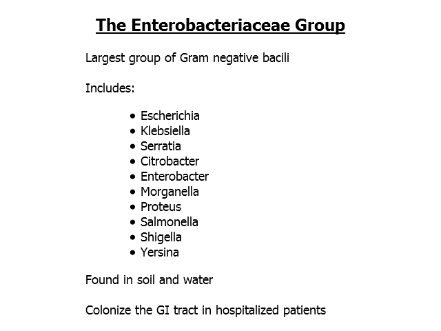Now, this group is important because it comprises the largest group of gram-negative bacilli that you're going to encounter in clinical practice. It includes a large number of medically important bacteria such as Serratia, Citrobacter, Enterobacter, Klebsiella, Morganella, Proteus, Salmonella, Shigella, and Yersinia. This group is found throughout nature and is particularly ubiquitous in the soil and in water.